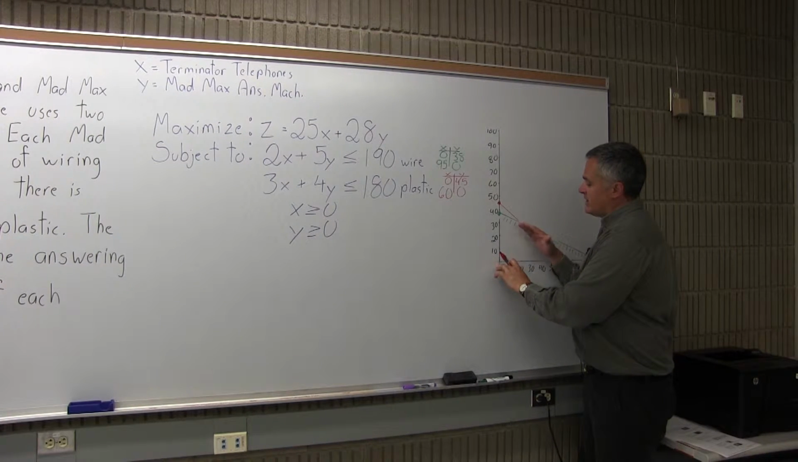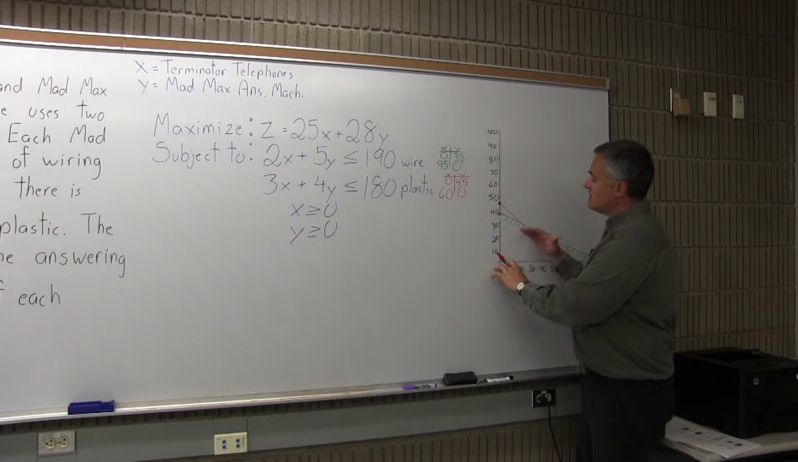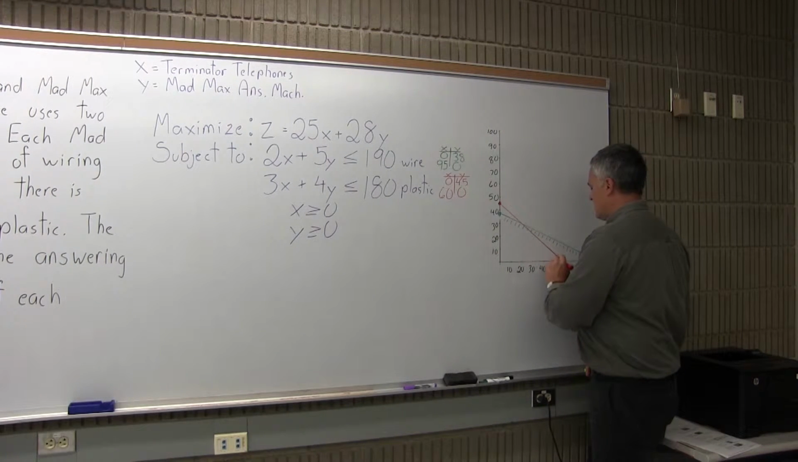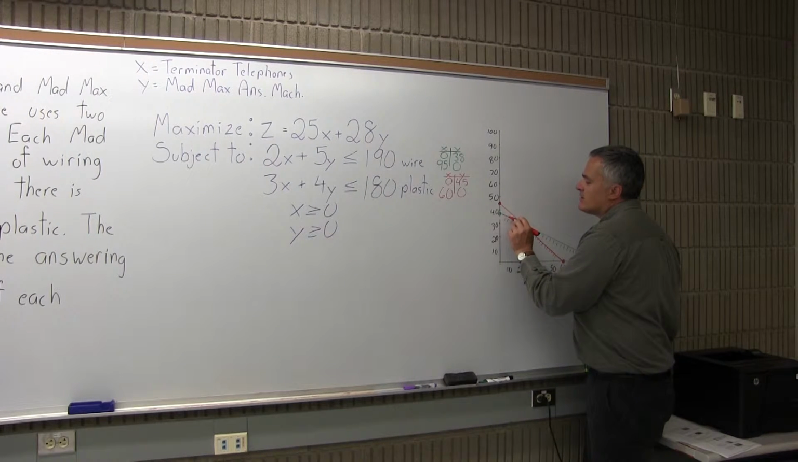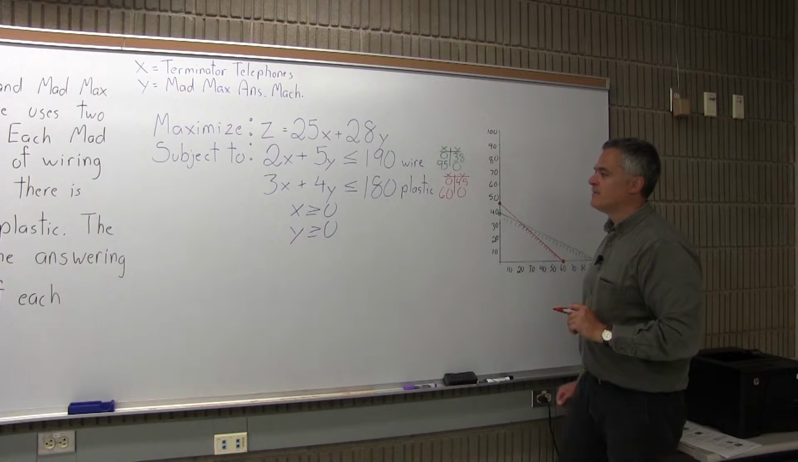My test point is on the underneath side. The result was true, so the underneath side is the shaded side. And I will shade under the red line. I won't even go above the green line because I know that can't be part of my feasible region.